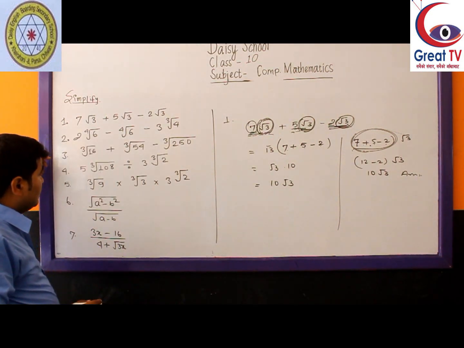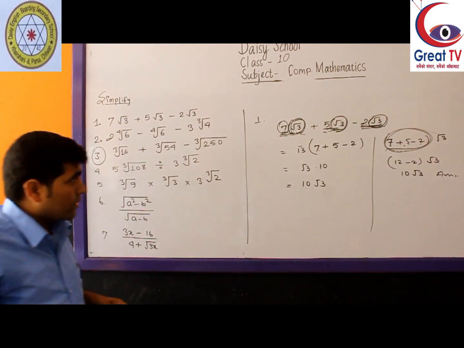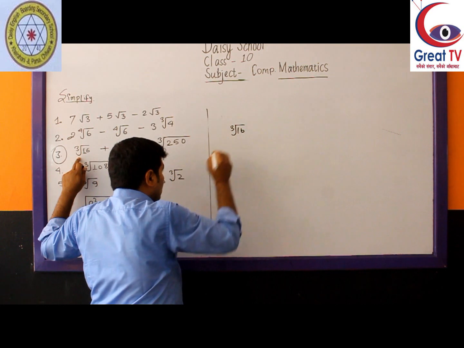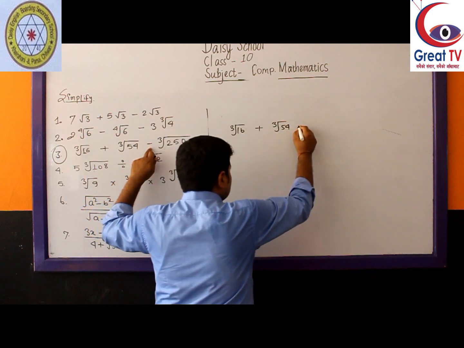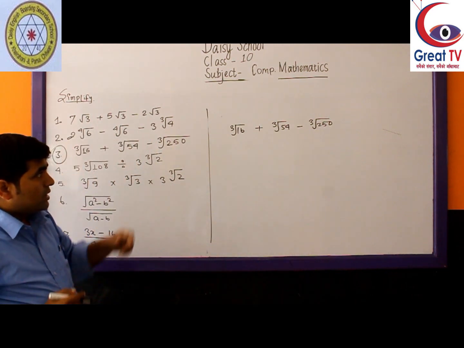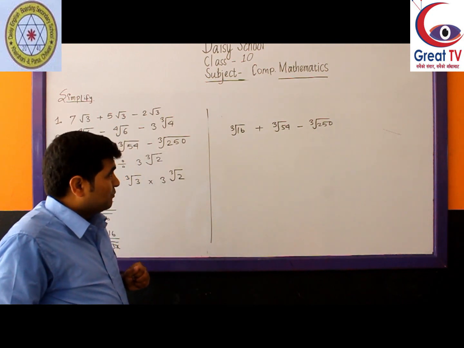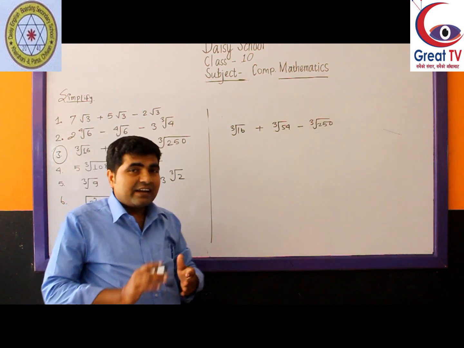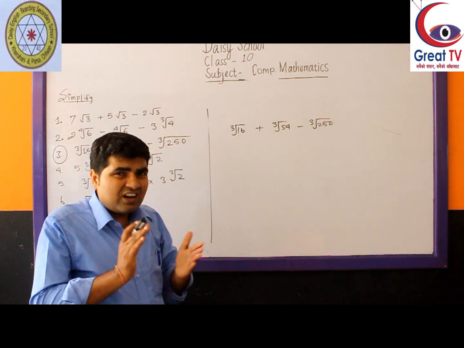Okay, dear students, now I'm going to do question number 3: cube root under 16 plus cube root under 54 minus cube root under 250. How can we simplify this question? Dear students, here the order of all terms is the same, but the radicands are different. Are these unlike surds? Please wait. Are these unlike surds or like surds?